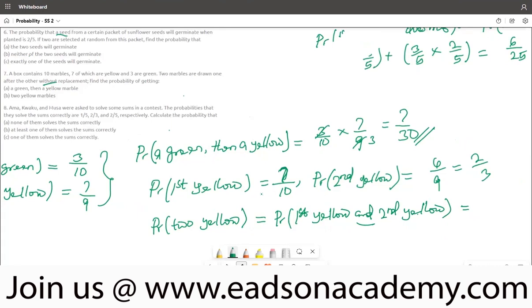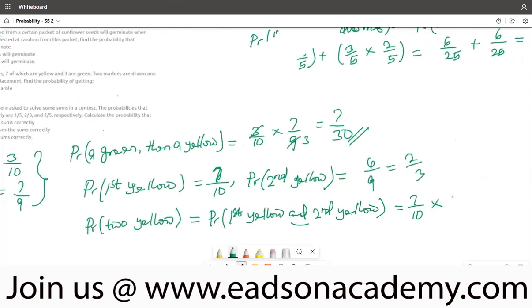So the drawing of the first marble to be yellow is 7 over 10, and then the drawing of the second to be yellow is 2 over 3. 2 here 1, 2 here 5. 7 times 1 is 7, and 5 times 3 is 15. That answers question 7.